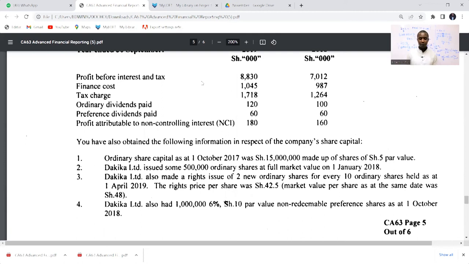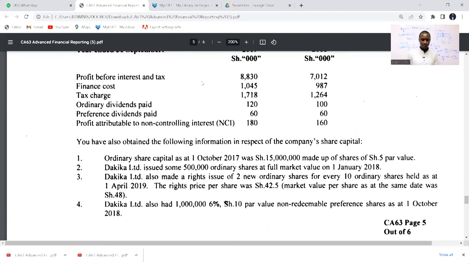You have also obtained the following information in respect of the company share capital. Ordinary share capital as at 1st October 2017 was 15 million, made up of shares of 5 shillings par value. Dakika issued some 500,000 ordinary shares at full market value on 1st January 2018. Dakika Limited also made a rights issue of 2 new ordinary shares for every 10 ordinary shares held as at 1st April 2019.